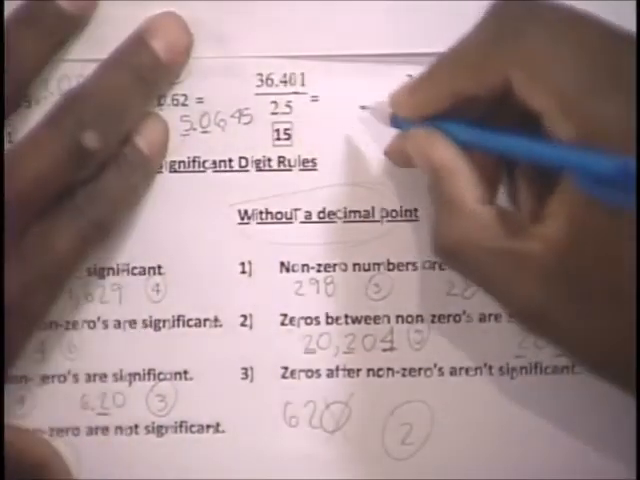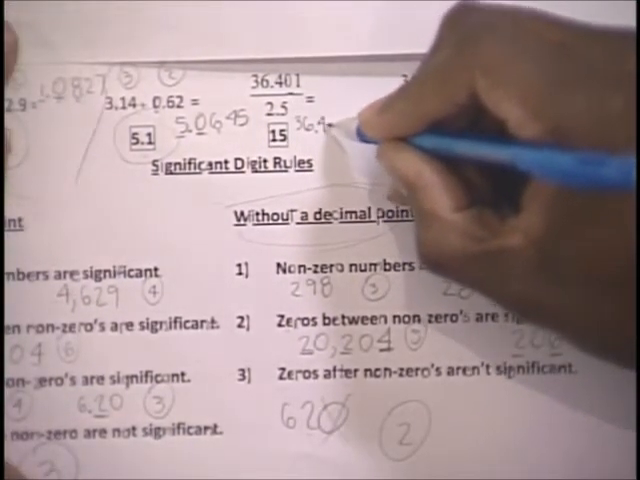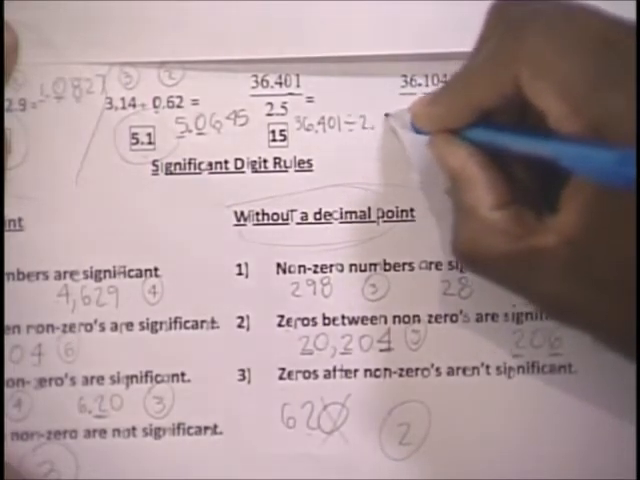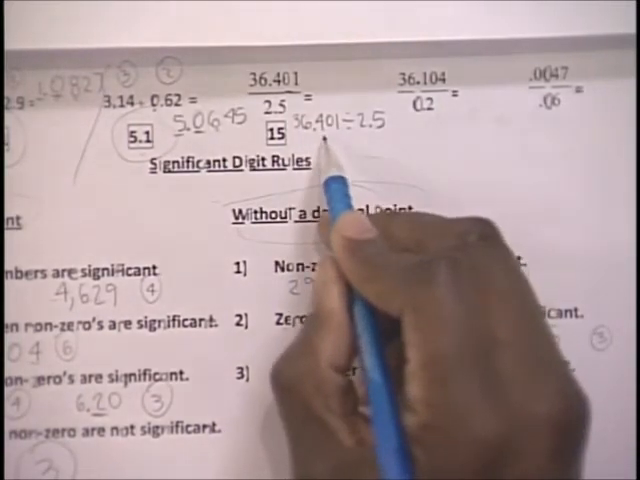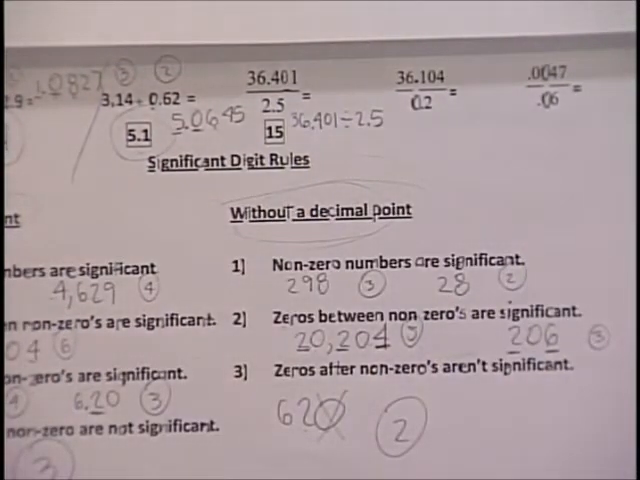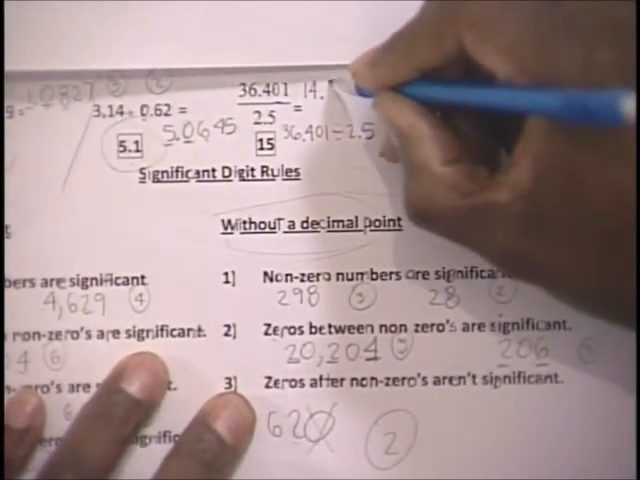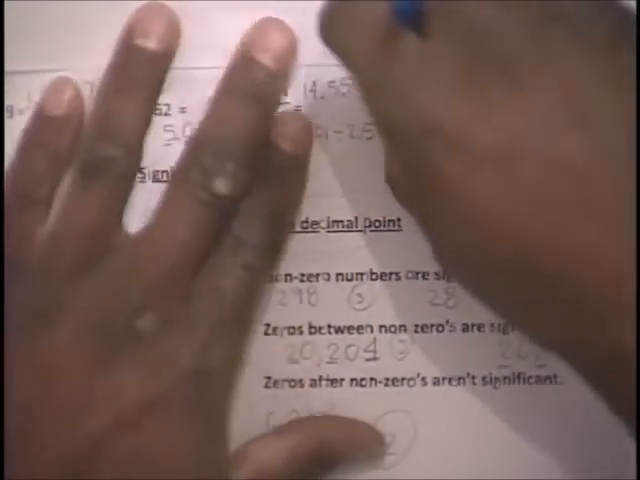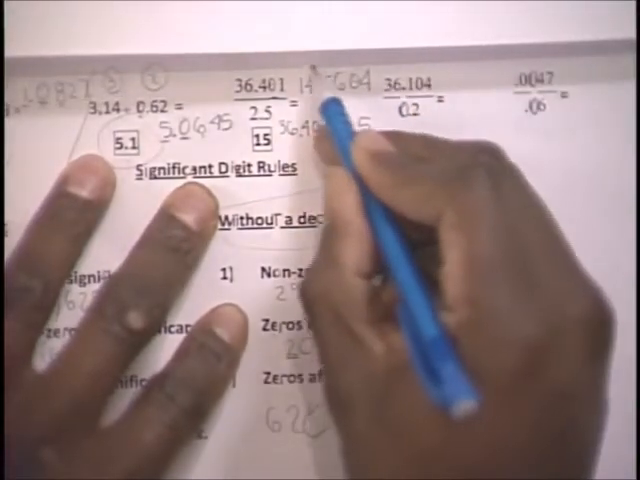So now, look at this problem here. We could rewrite it if we'd like. Another way of writing this is 36.401 divided by 2.5. We did this a couple weeks ago. We did this problem by hand. But what we're going to do now is just use a calculator to speed up this process. So we have 36.401 divided by 2.5. We get 14.5604. So you don't have to write out this lengthy answer.